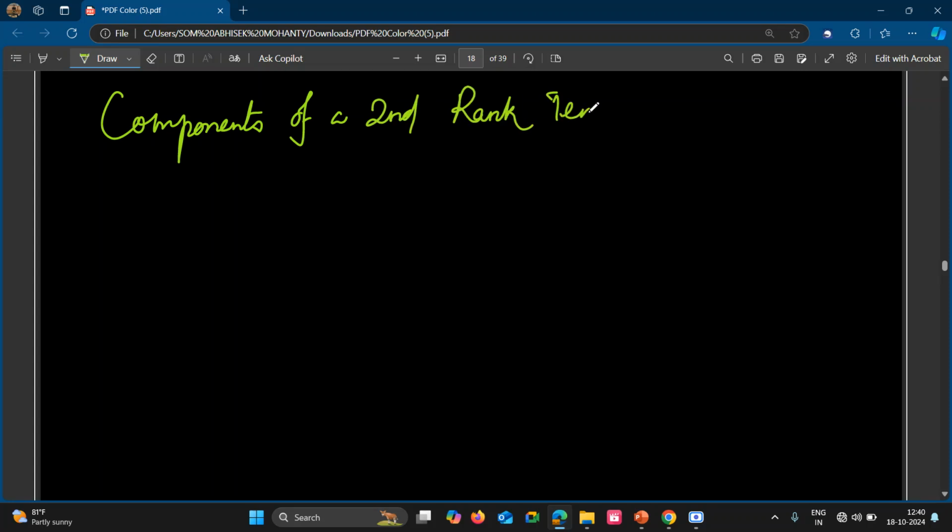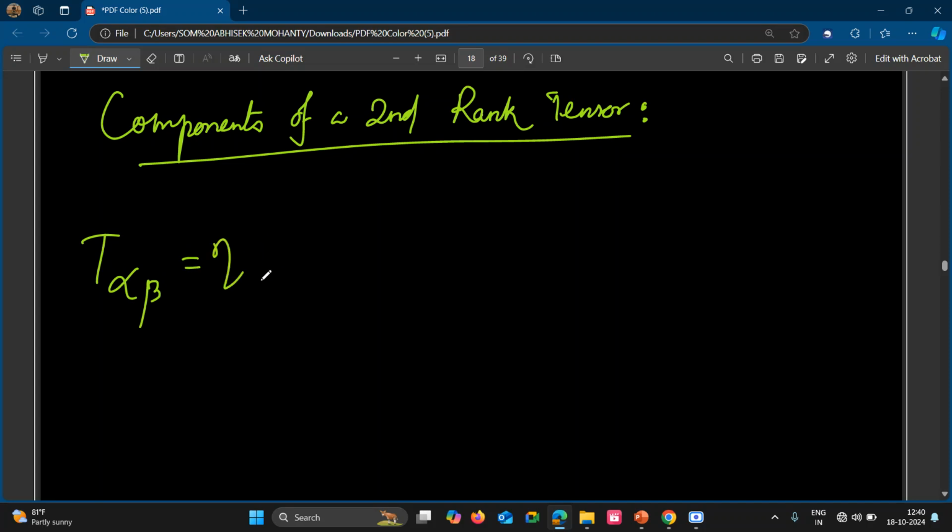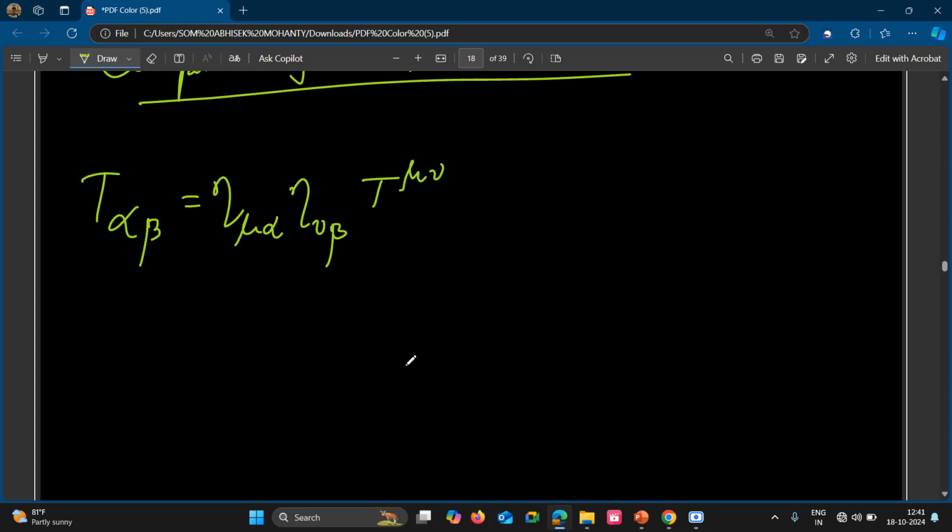Next, we can add components of a second rank tensor. Let's see. So the covariant and contravariant components can be related as what? This is your T alpha beta can be related as eta mu alpha eta, what? Tell me. Mu beta, and this one will be what? Mu needs to be cancelled out. Mu. Got it? Yeah.